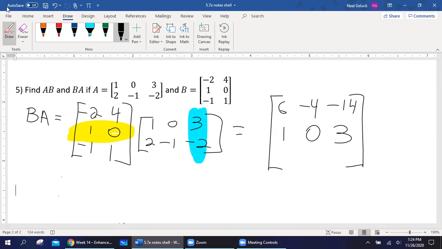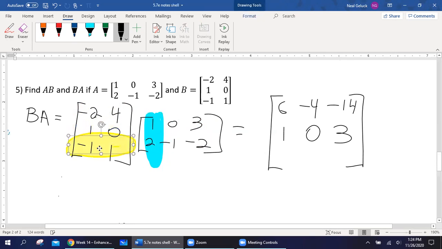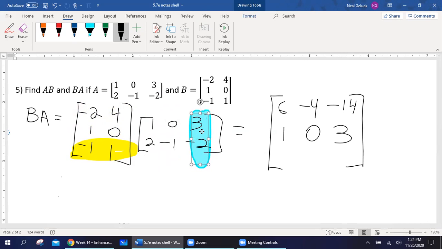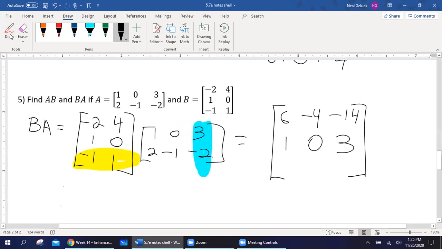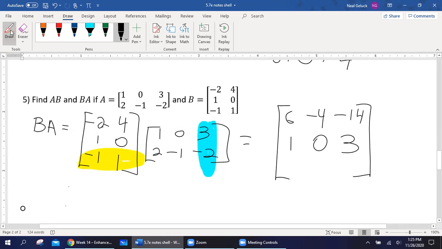I've exhausted all the columns, reset the columns, hop down to the final row. I'm not going to go through all these. I'm just going to say, okay, so you do row 3 times column 1, row 3 times column 2, row 3 times column 3. That will give you your last 3 numbers, which are 1, negative 1, and negative 5.